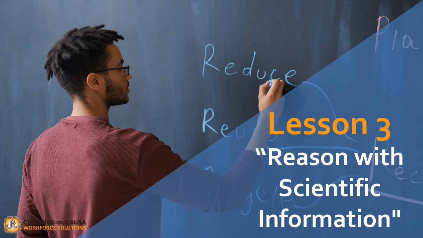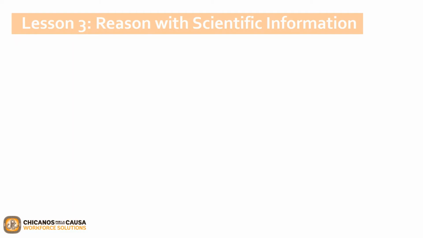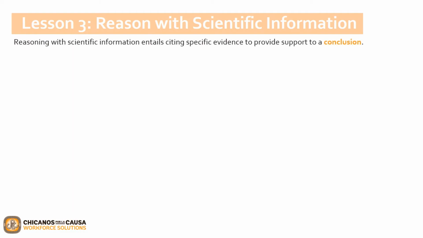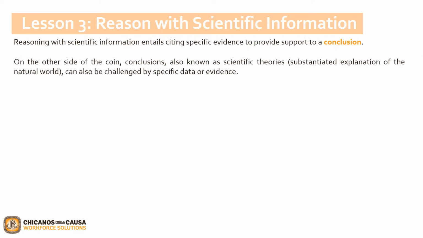Alrighty, we are moving right along to lesson 3, reason with scientific information. Reasoning with scientific information entails citing specific evidence to provide support to a conclusion. On the other side of the coin, conclusions, also known as scientific theories, can also be challenged by specific data or evidence.